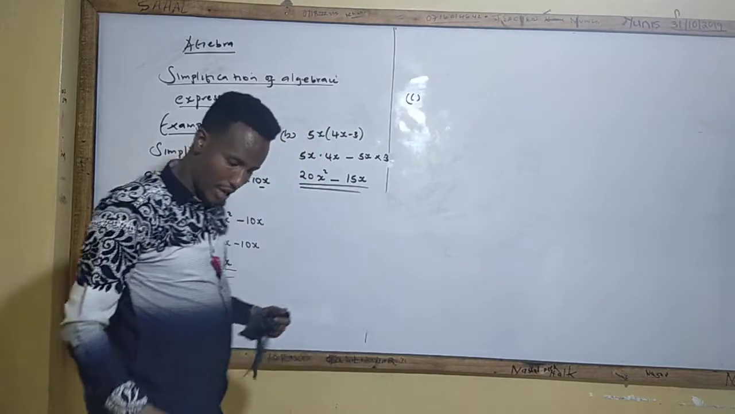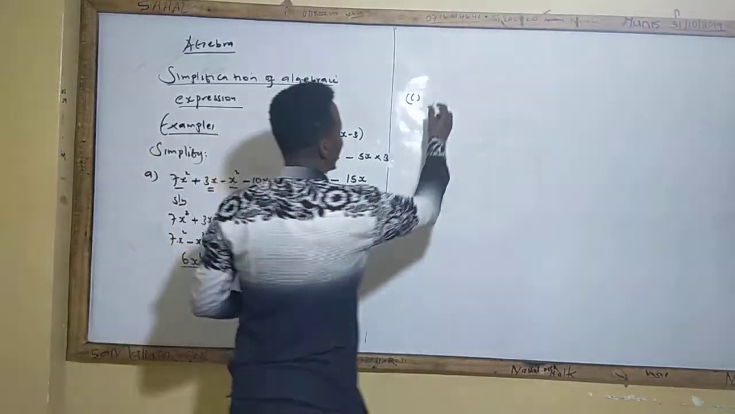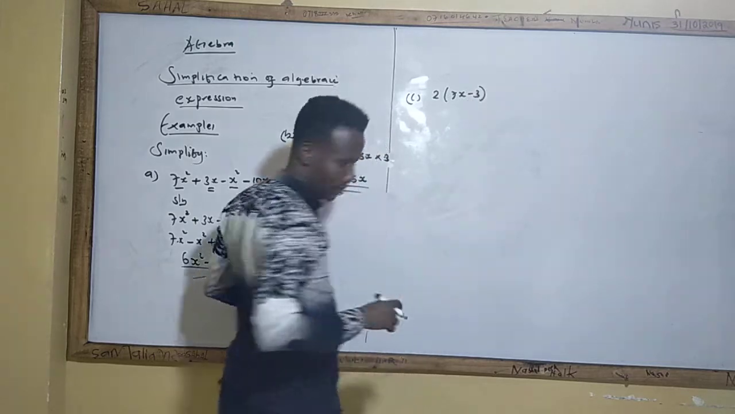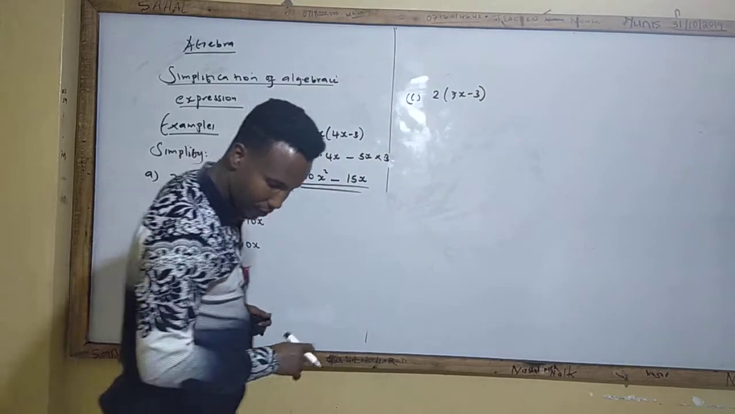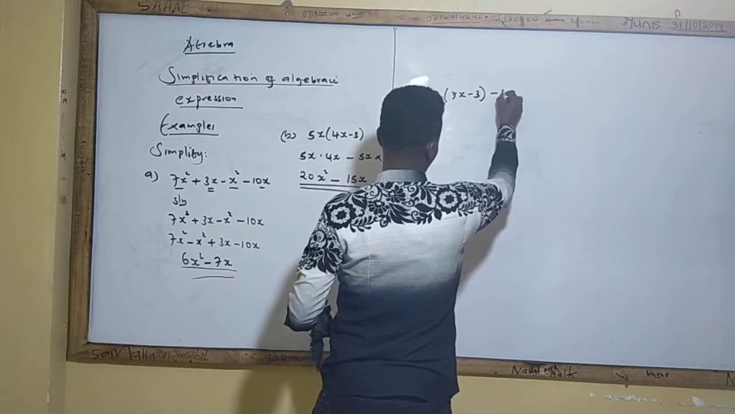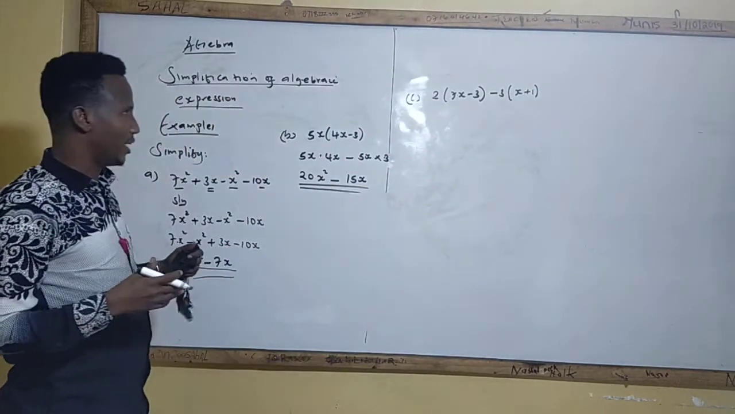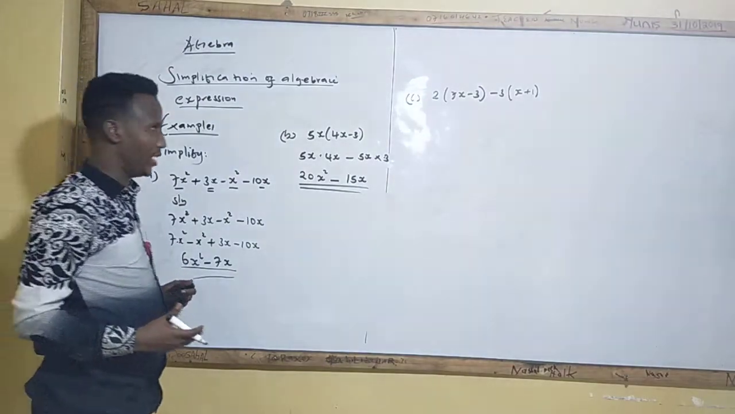Make sure you go with me, yeah? We have 2 open the bracket, 7x minus 3 inside the bracket. Then we have minus 3, then x plus 1. So in such a situation again, we will open the bracket, just understand, yeah?